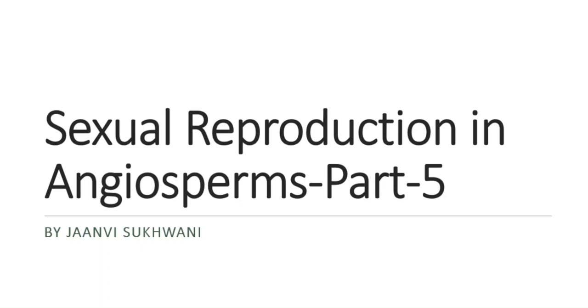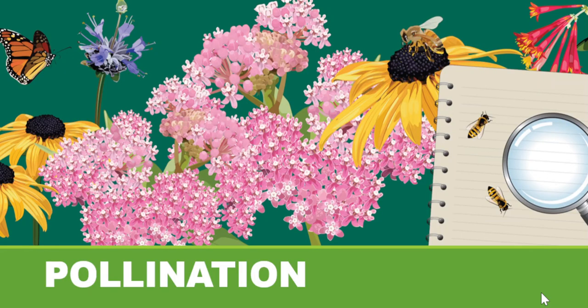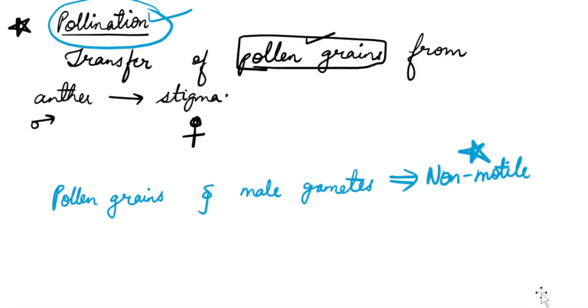Hello everyone. Today in this class we will study about pollination. Yesterday we had started with the concept of pollination. We had discussed what is pollination. Pollination is nothing but the transfer of pollen grains from anther to stigma. This is the meaning, the definition of pollination.